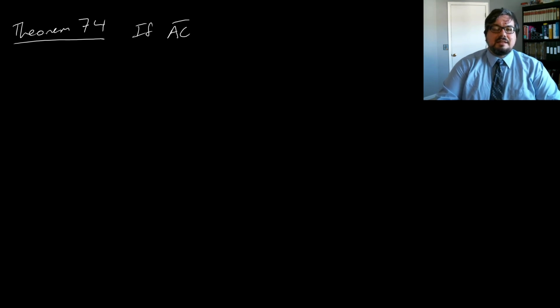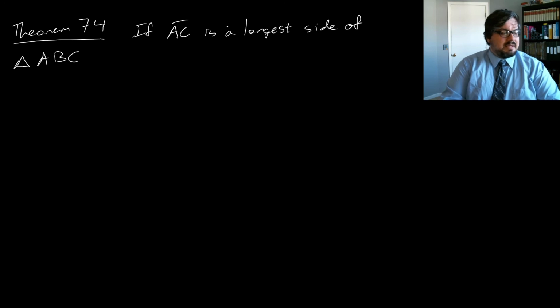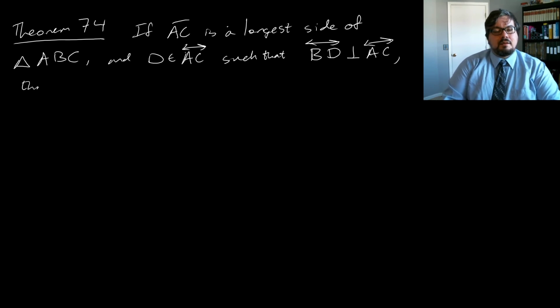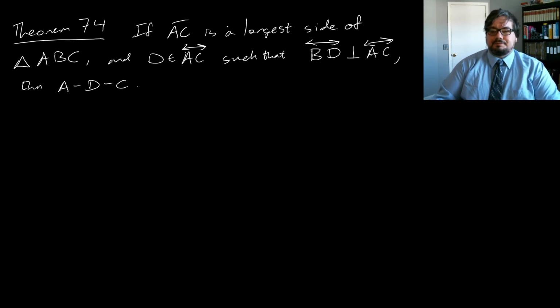It says if the segment AC is a longest side of triangle ABC and D is on the line AC such that the line BD is perpendicular to the line AC, then D has to lie between A and C. This theorem sort of allows us to simplify our arguments.